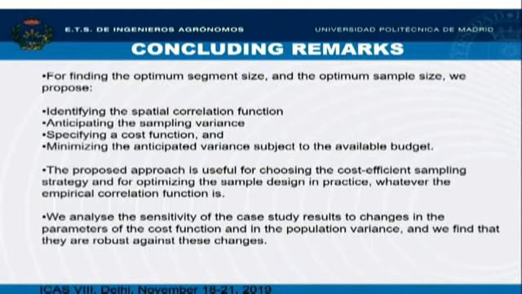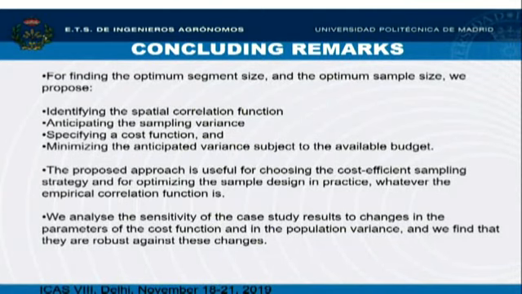To conclude, for finding the optimum segment size and the optimum sample size, we propose identifying the spatial correlation function empirically, using this time satellite images, and then anticipating the sampling variance, specifying a cost function, which is also very important. To put the focus on the cost function is very important, and then minimizing the anticipated variance subject to the available cost, or minimizing the cost for a given anticipated variance. We have proof that the proposed approach is useful for choosing the cost-efficient sampling strategy and for optimizing the sampling design in practice.